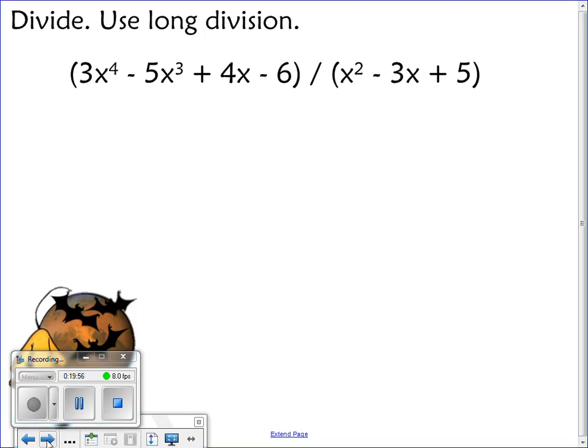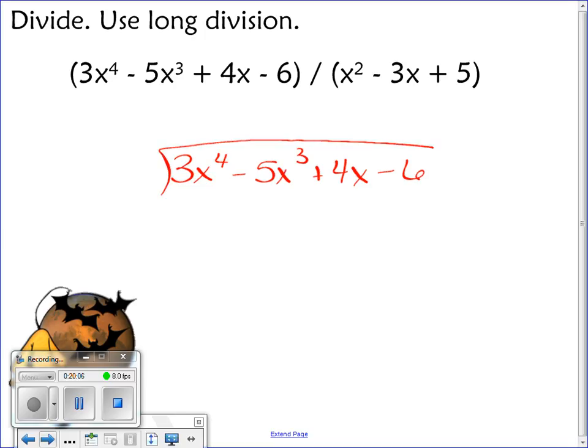All right, so I'm still taking this divided by that. So 3x to the 4th minus 5x cubed plus 4x minus 6 divided by x squared minus 3x plus 5. Whew. This is a doozy. It's all good. All right, where do I start, though?